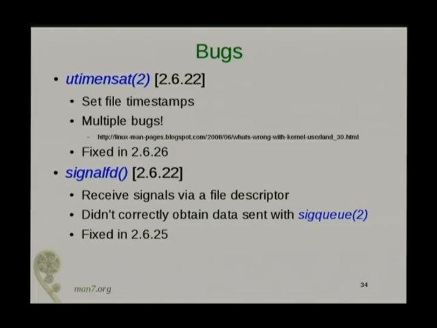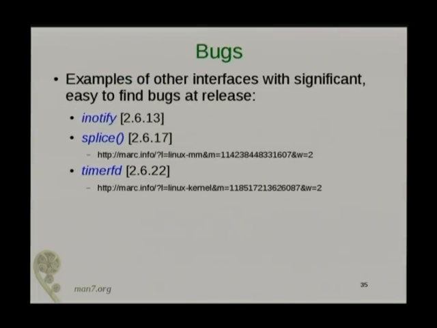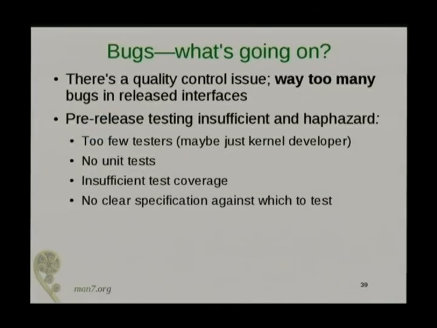So utimensat, which was released in 2.6.22 and which sets file timestamps, I found about four different bugs in it, in special corner cases where it wasn't doing the right thing in terms of setting file timestamps. That got fixed 4 releases later. So there were 4 kernel releases where the bugs just lived. signalfd, which was added in 2.6.22, enables you to get signals via a file descriptor. If you were using it with SIGQUEUE, you didn't get the right data via your file descriptor. Again, it was 3 kernel releases before that was fixed. There are lots of other examples as well. I just mentioned a few there, with a few URLs that point out or elaborate on the problems. So what's going on?